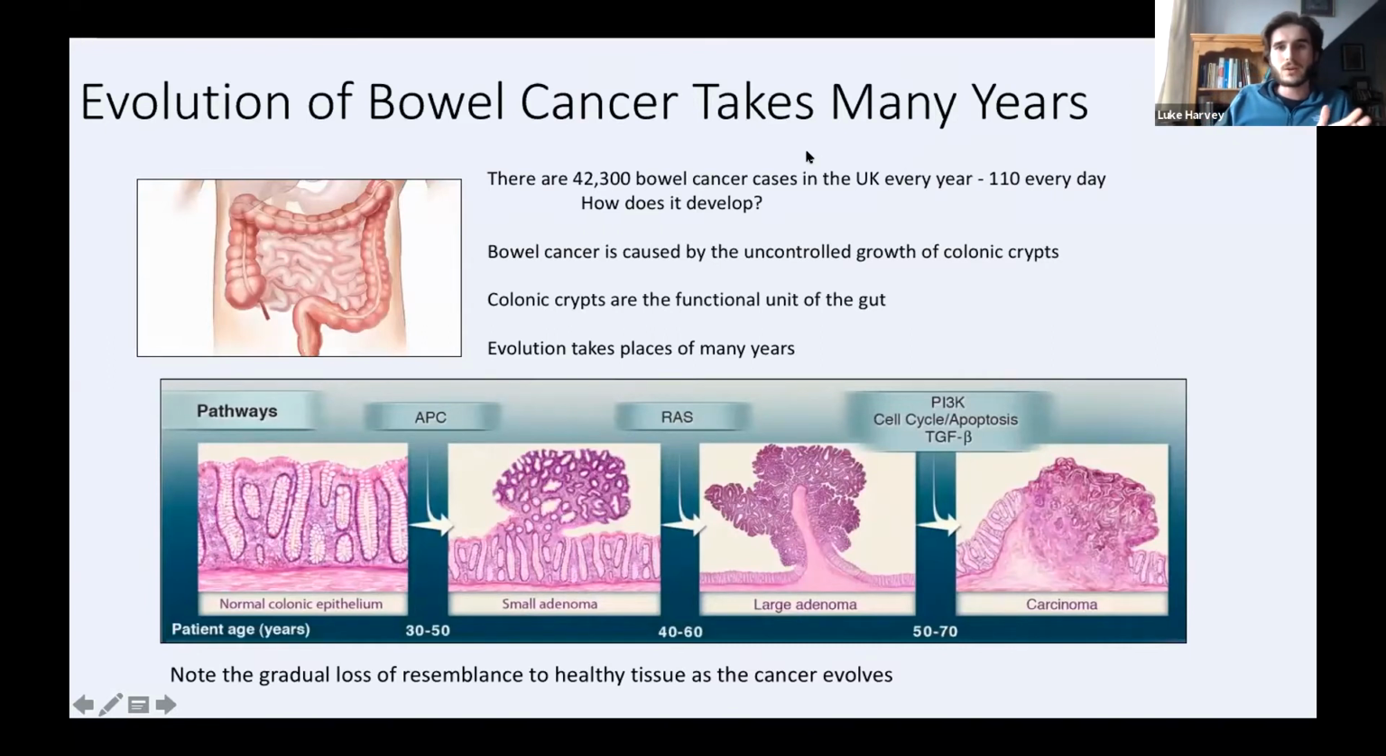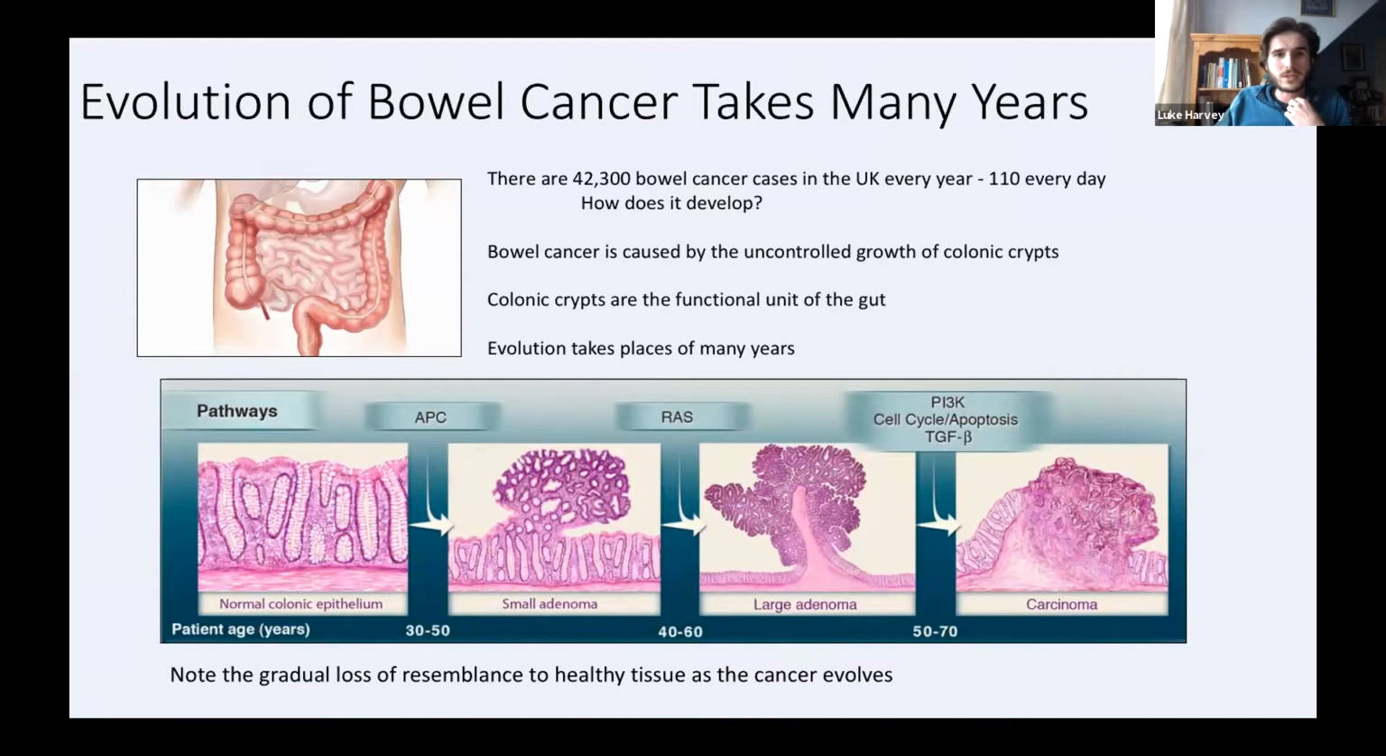So there are roughly 42,300 bowel cancer cases in the UK every year. That's nearly 110 every day. But how do these bowel cancers begin to develop from this healthy tissue? So bowel cancer is caused by the uncontrolled growth of colonic crypts.